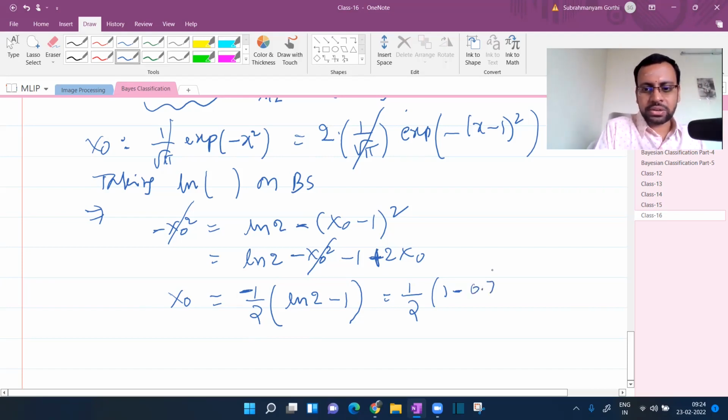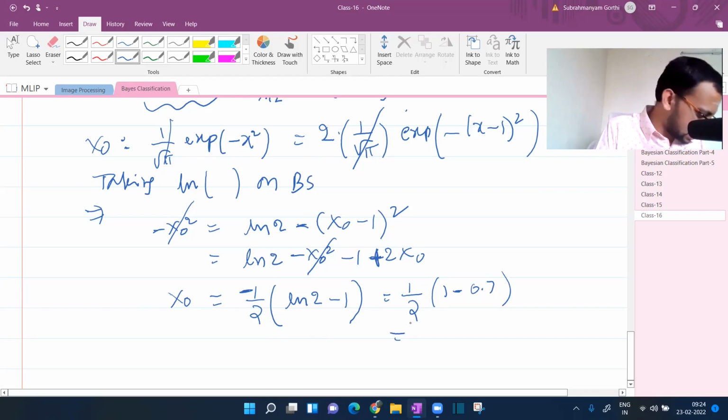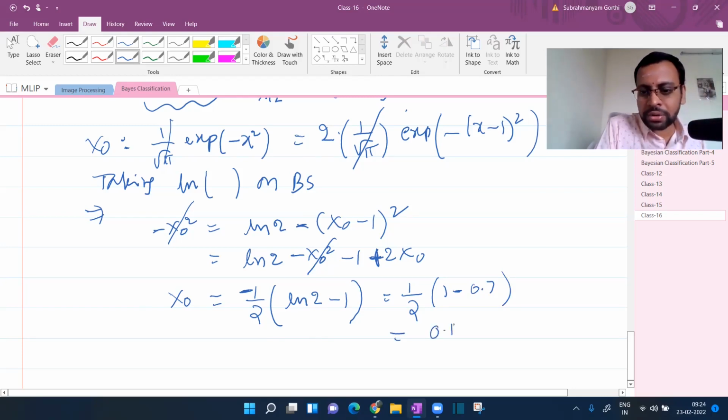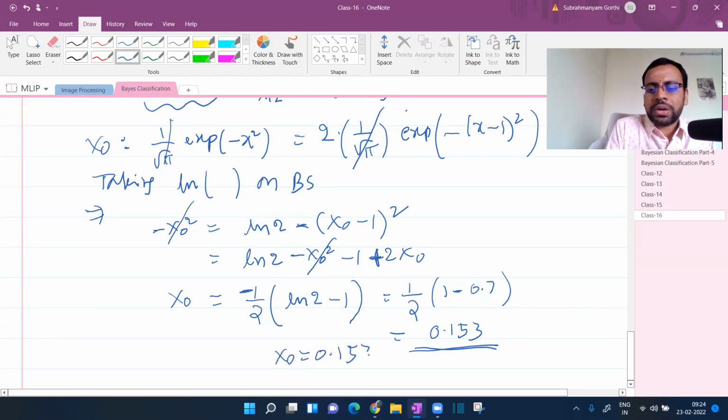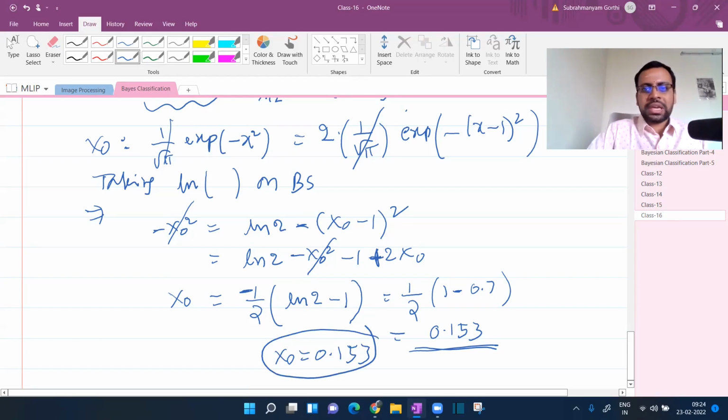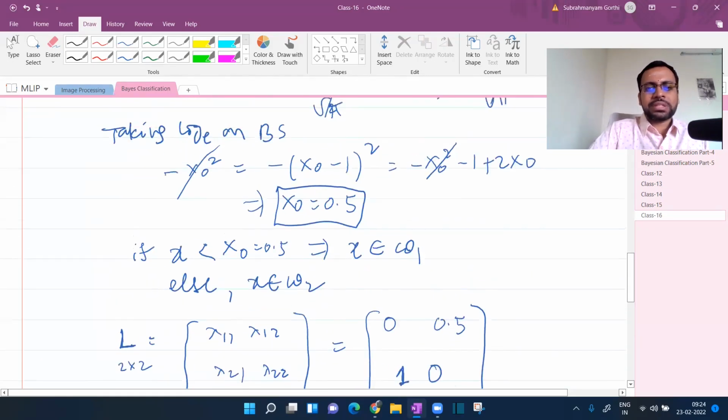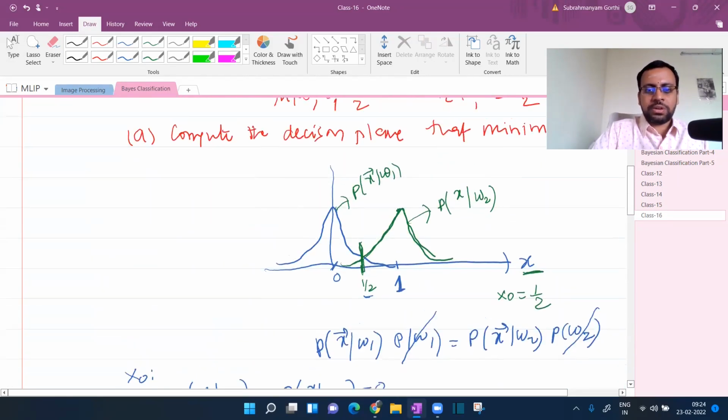Okay, something like that. So I remember the last answer, it will be 0.153. Something like this you would be getting, right? 0.3 and then 0.15, just one more decimal. So your x0 is 0.153. Let's again validate that from this graph here, which we have plotted.